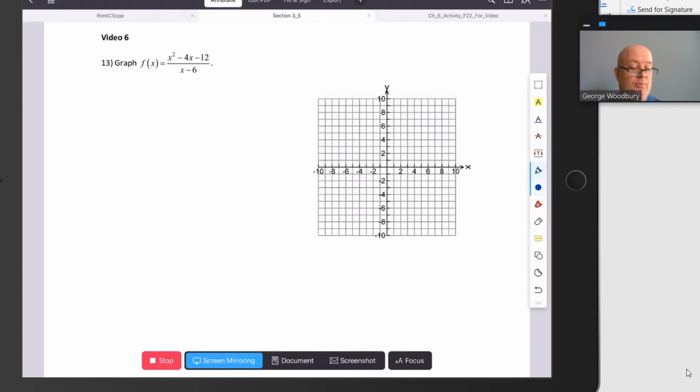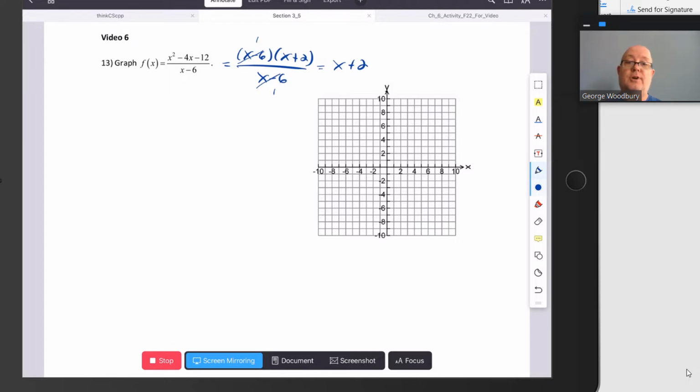If we look at this example, x squared minus 4x minus 12 over x minus 6, the numerator factors to be x minus 6 times x plus 2. And the factor in the denominator is also x minus 6. So there's not going to be an asymptote at x equals 6, because when we simplify, this is really the same as the function x plus 2, a linear function, with one exception.